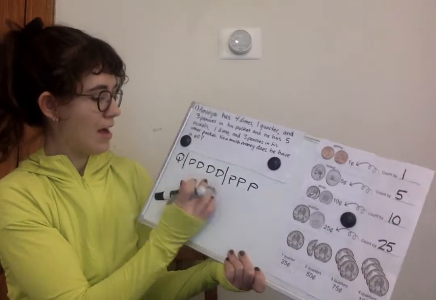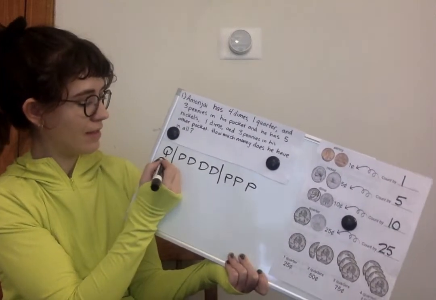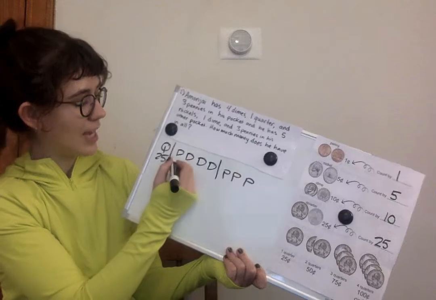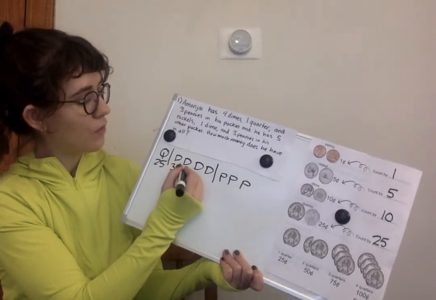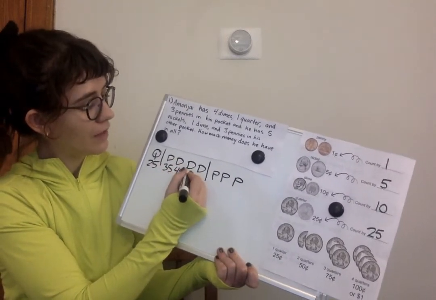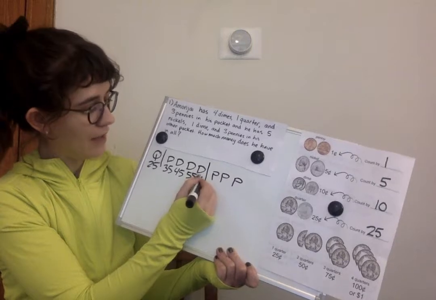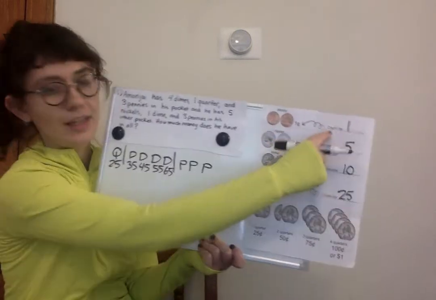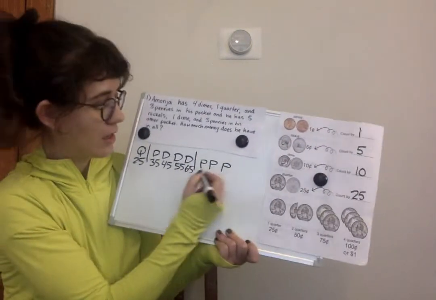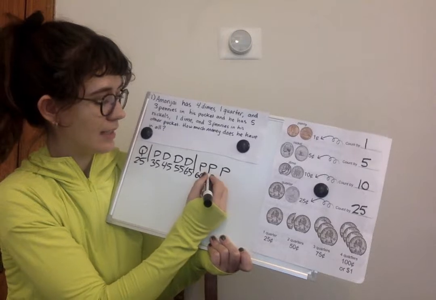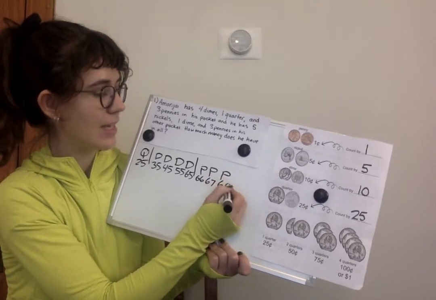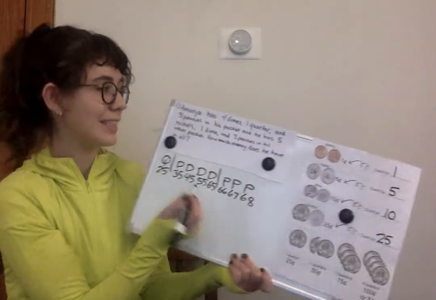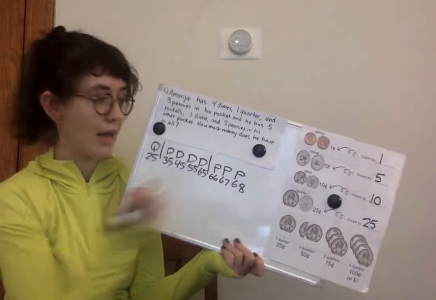Okay. So that's 25 cents, and then switch to counting by 10, so 35, 45, 55, 65, then switch to pennies are worth 1 cent, so we're going to do 66, 67, 68. So he's got 68 cents in one pocket.